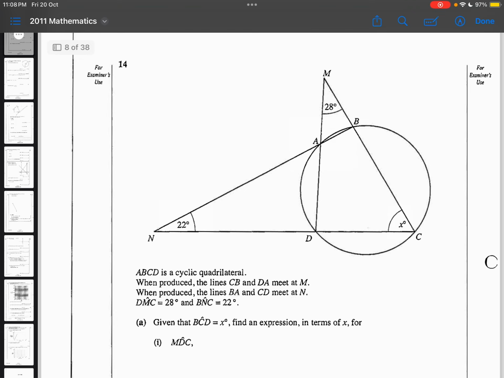Hi, this is the Singapore Cambridge GCE O-Level Mathematics Examination for the year 2011. Today we're going to look at paper number 1 and go through question 14.